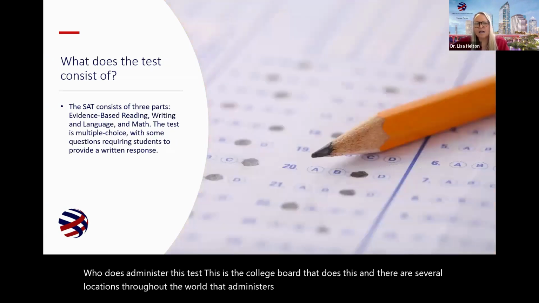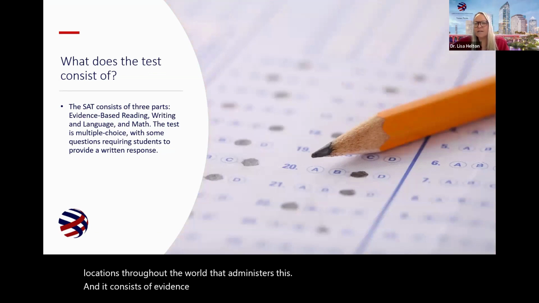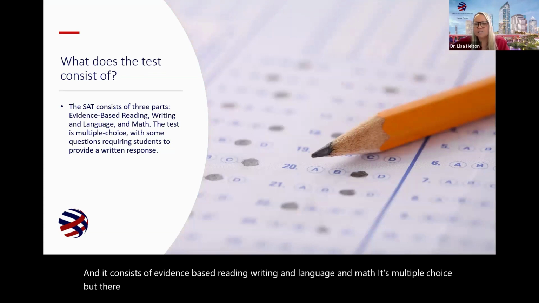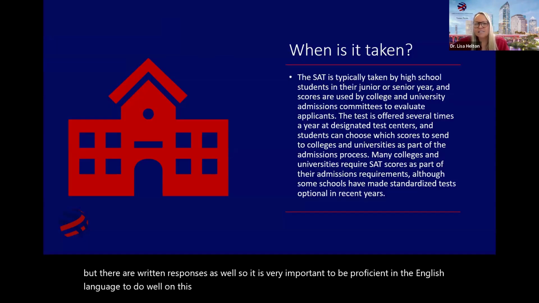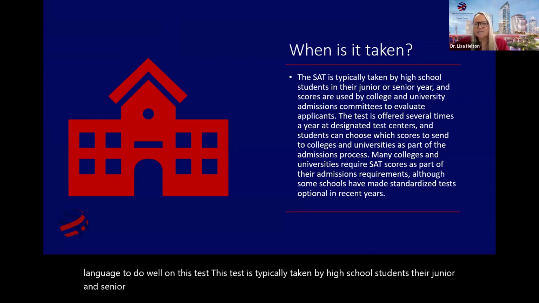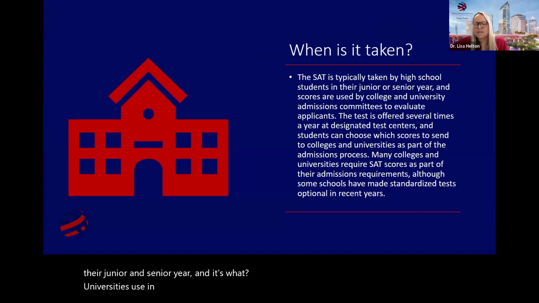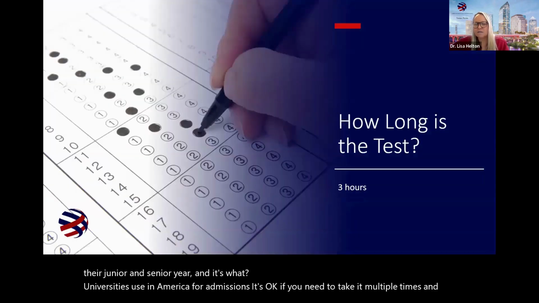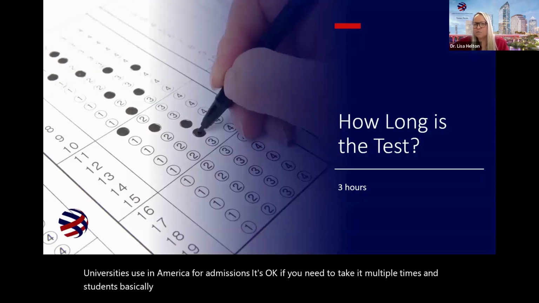It consists of evidence-based reading, writing and language, and math. It's multiple choice, but there are written responses as well. So it is very important to be proficient in the English language to do well on this test. This test is typically taken by high school students in their junior and senior year, and it's what universities in America use for admissions. It's okay if you need to take it multiple times, and students basically choose which score they want to report.